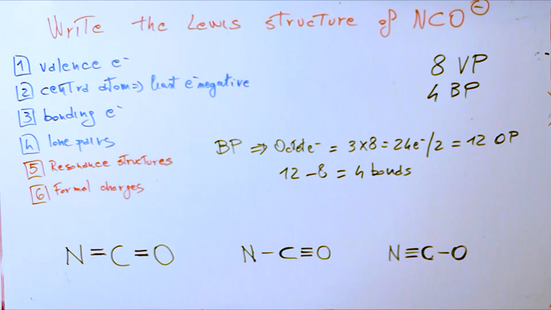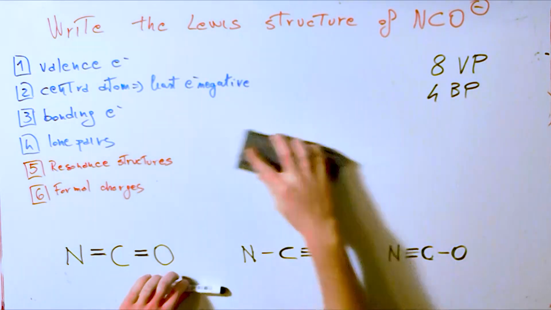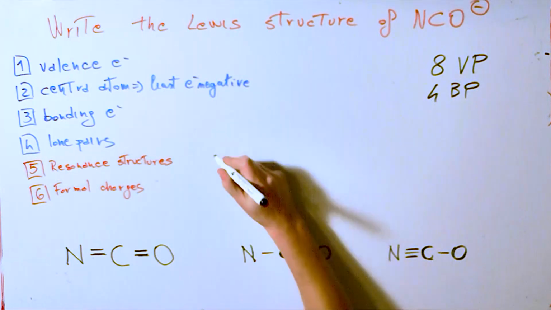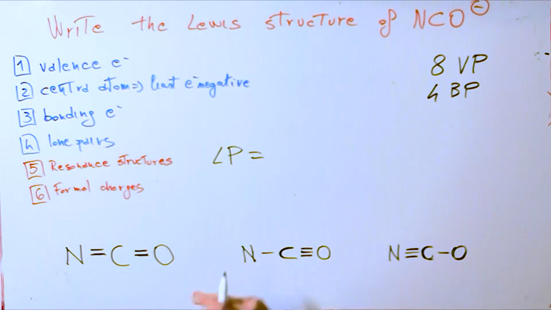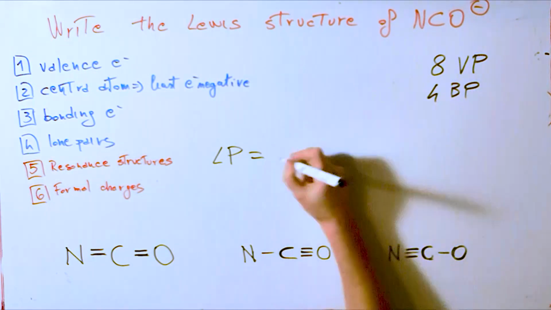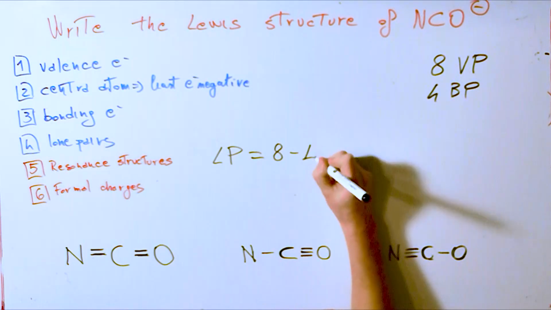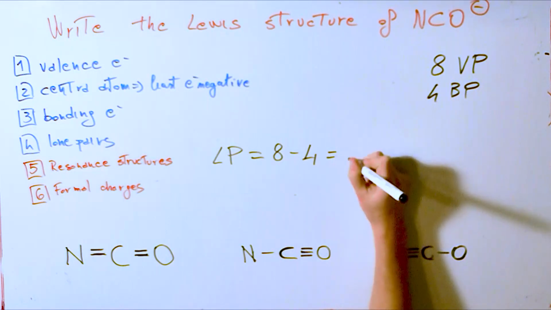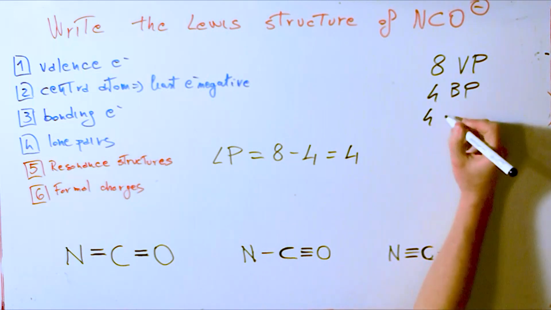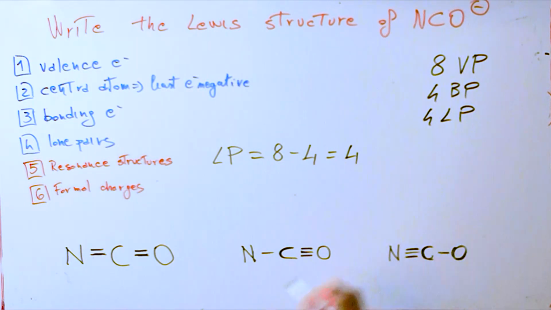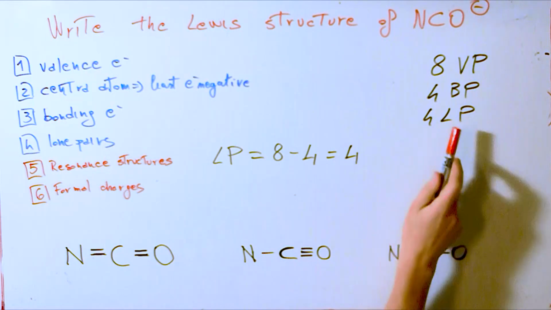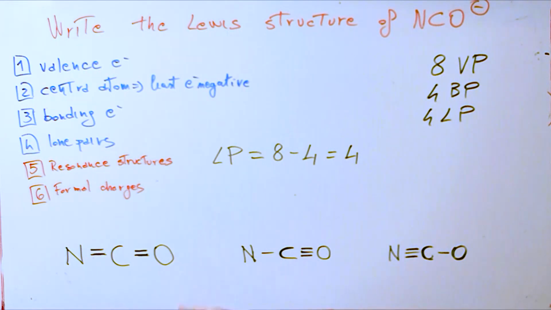But for now, let's pretend that we don't know. Let's go on, using all of these three structures. So we are now to write the lone pairs. How many lone pairs will we have? Lone pairs are the difference between these two. So 8 minus 4 is 4. So we will have 4 lone pairs in this structure. We have to write these 4 lone pairs here in a way that each atom will reach the octet.